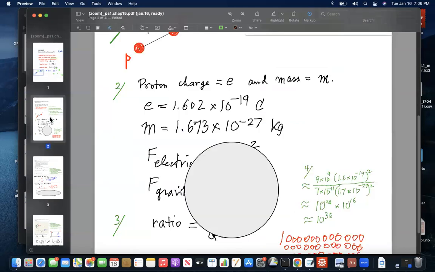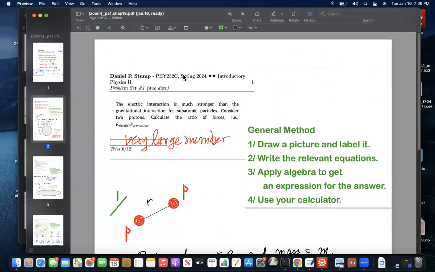Now, the homework assignment this week is problem set 1. It's due tomorrow. It's due 1/17. So it's due tomorrow.